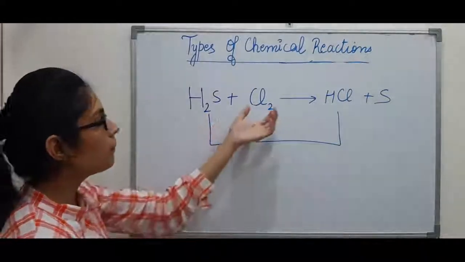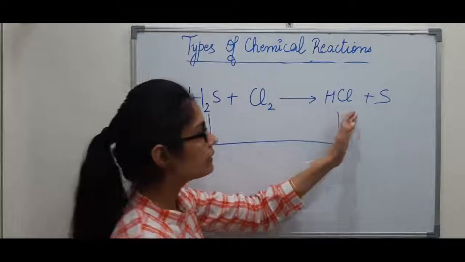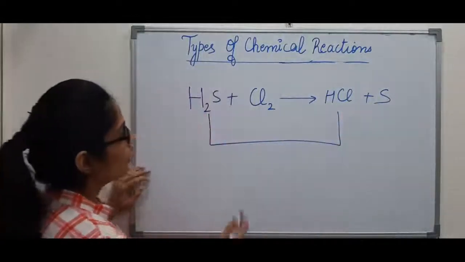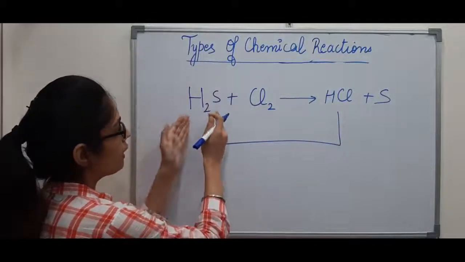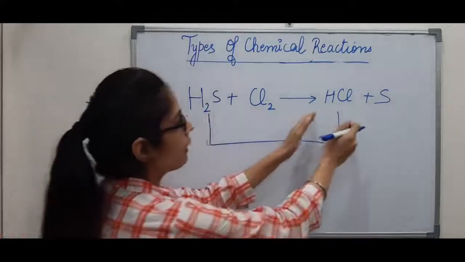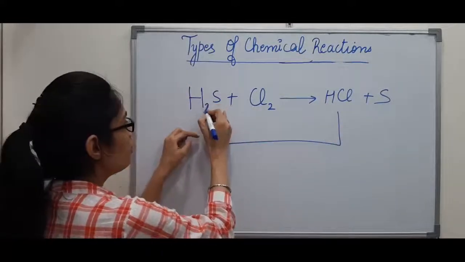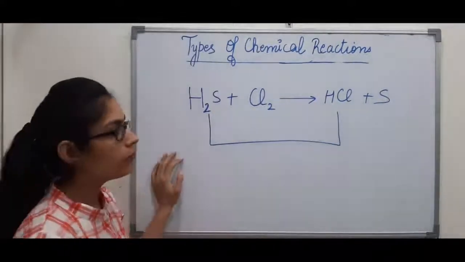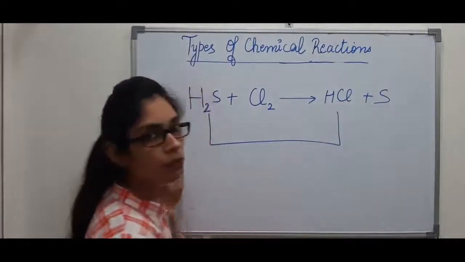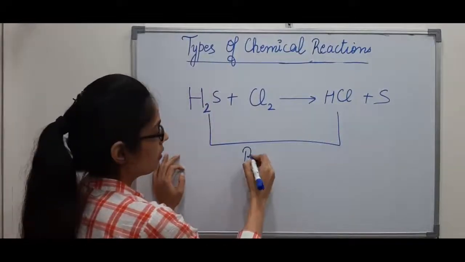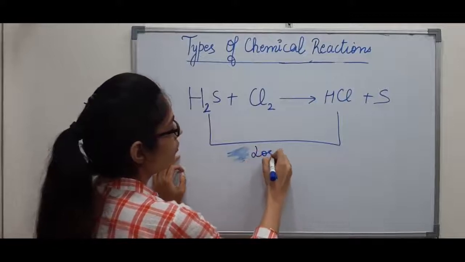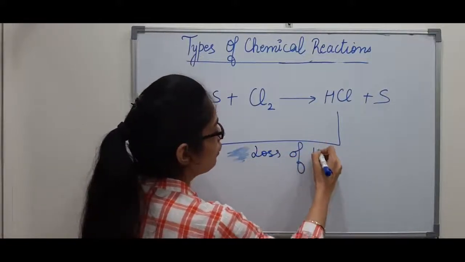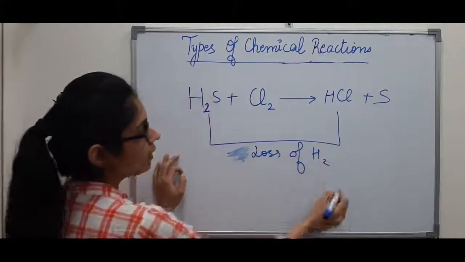Hydrogen sulfide plus chlorine is giving me HCl and sulfur. I can see from hydrogen sulfide to HCl, here I have two atoms of hydrogen, and here I am left with only one, which means loss of hydrogen has taken place.